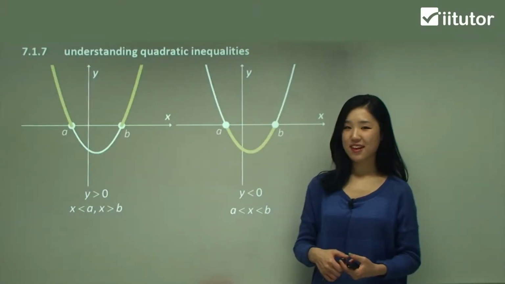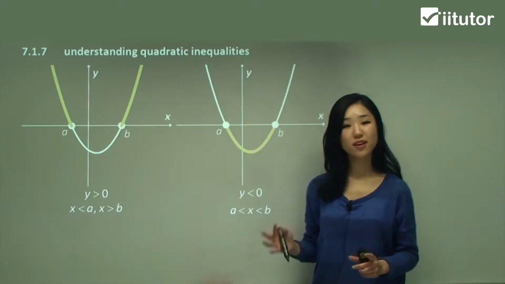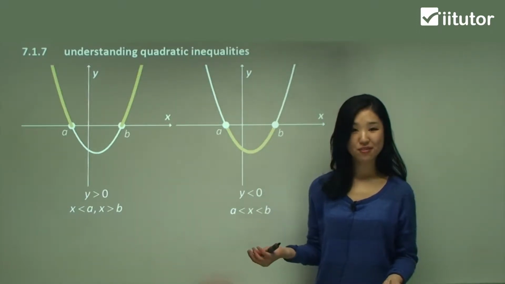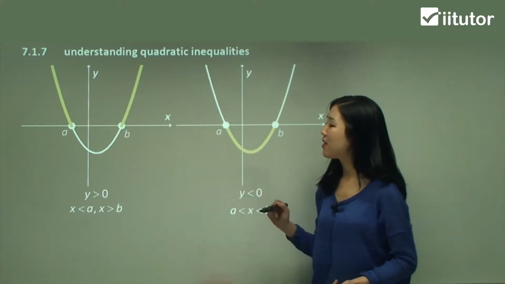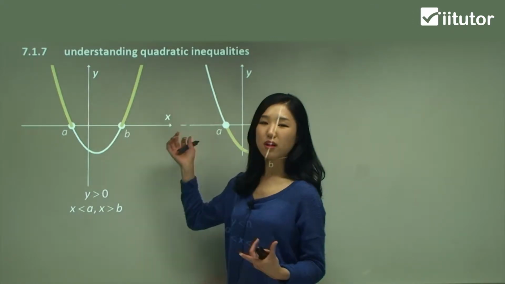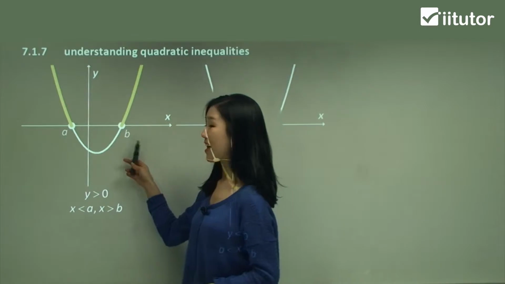Now let's look at understanding quadratic inequalities. So we're going to be looking at different inequalities that satisfy different regions of a particular quadratic graph. Starting with the first one, it's just a basic parabola, any random parabola that has the x-intercepts of a and b.